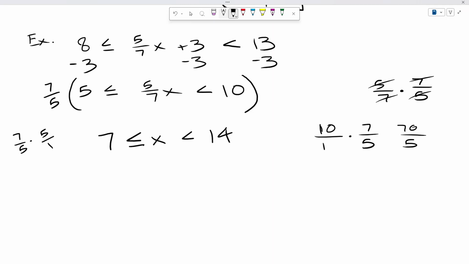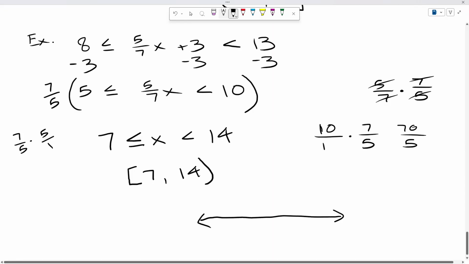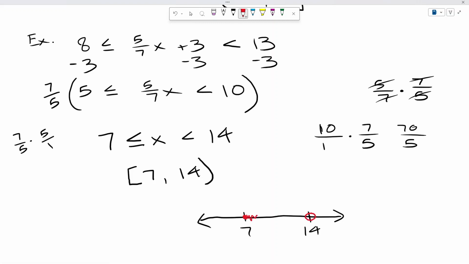So we have x has to be greater than or equal to 7 and less than 14. So interval notation, we would have a bracket on 7 and then parentheses 14. Can do it on this one. If we do the number line, it looks like we'll have a closed circle on the 7 and an open circle on the 14 because that is not included in our solution set, and everything in the middle will make the inequality true.